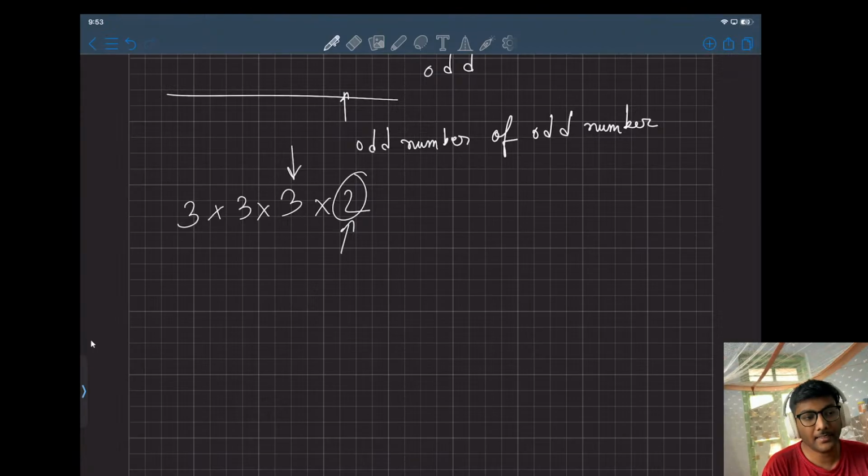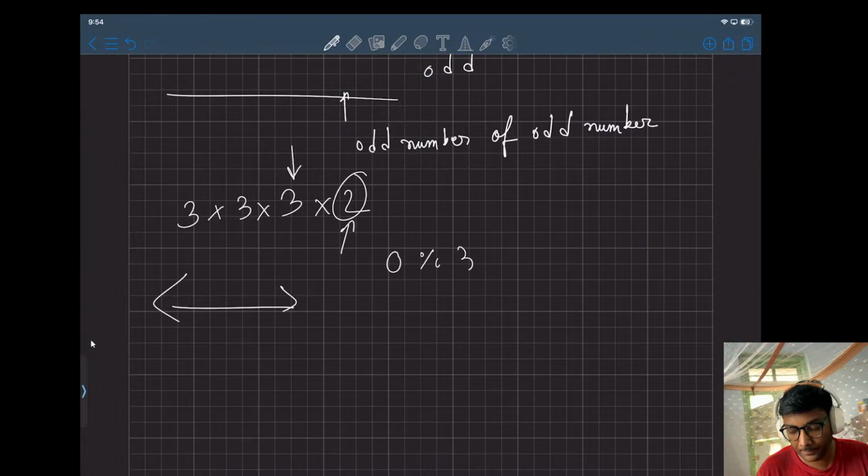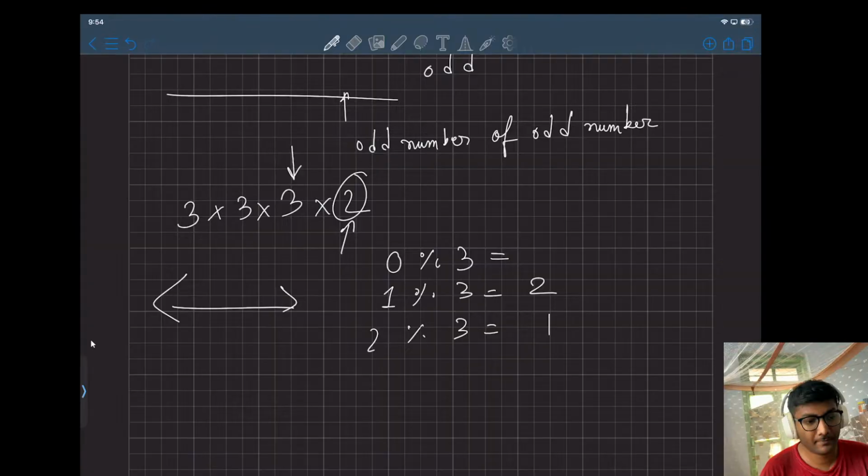If k is 3, then the sum of digits, if it is divisible by 3, then I am good to go. Now, the sum can be 0 modulo 3. In that case, my operations is 0. It can be 1 modulo 3. In that case, my answer is 2. If it is 2 modulo 3, then the answer is 1. Okay.